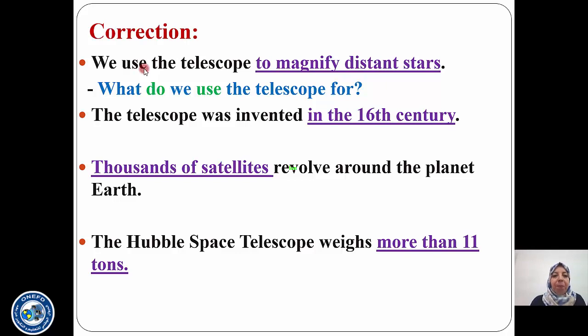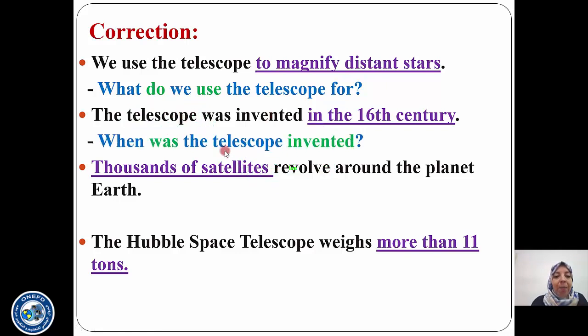Okay. The second one, the telescope was invented in the 16th century. So this phrase that is underlined indicates the time. That's why the question should be when. Okay? When was the telescope invented? My verb was invented here is in a passive form. That's why I have an auxiliary in the past plus a past participle.